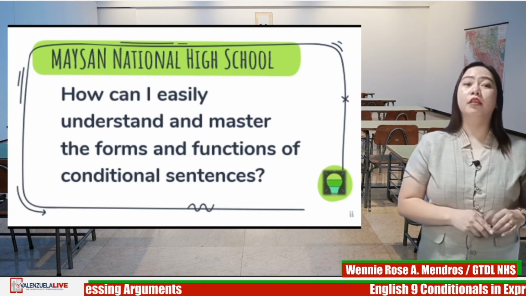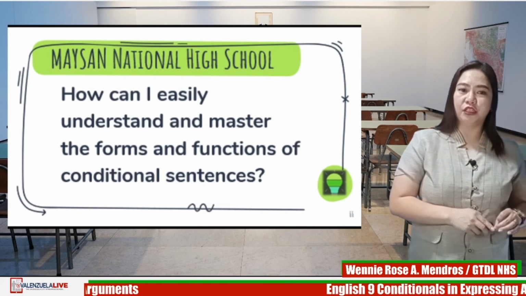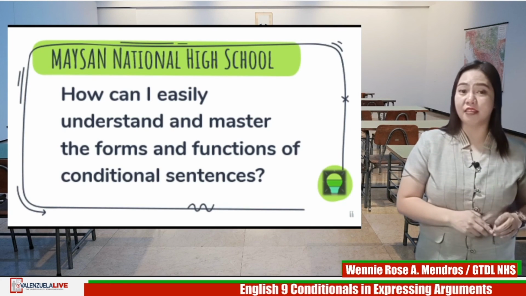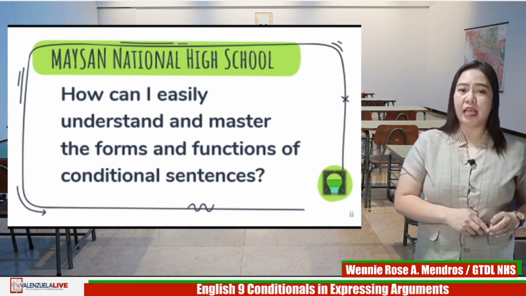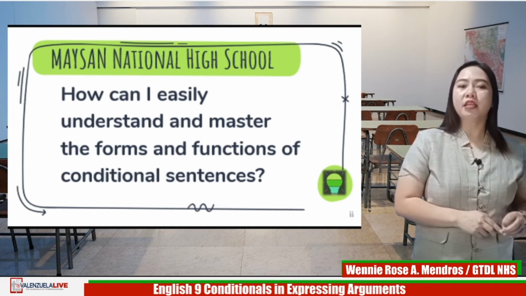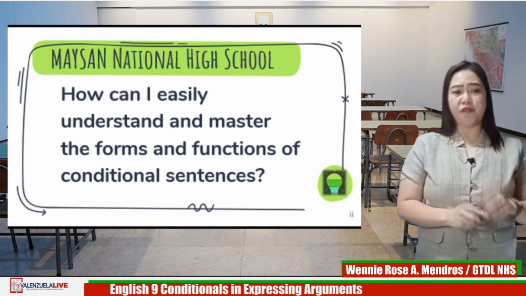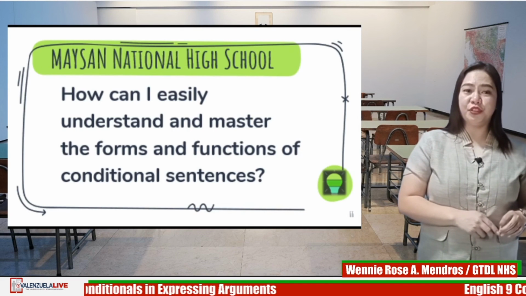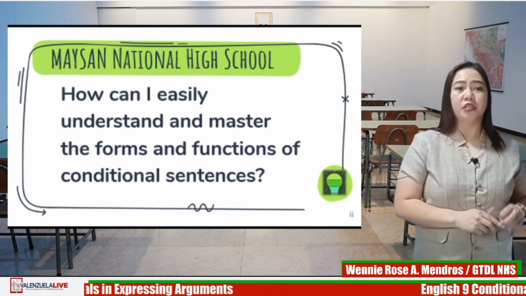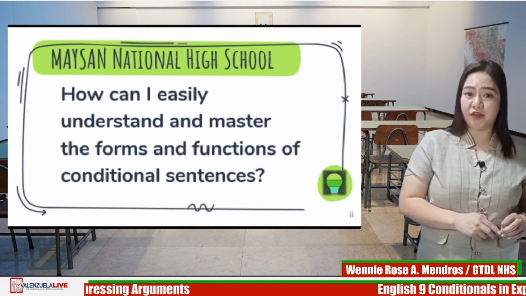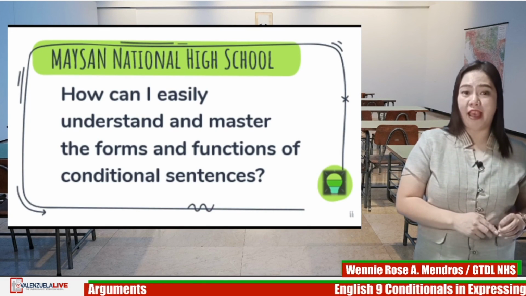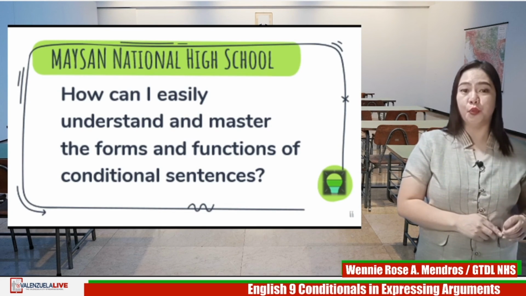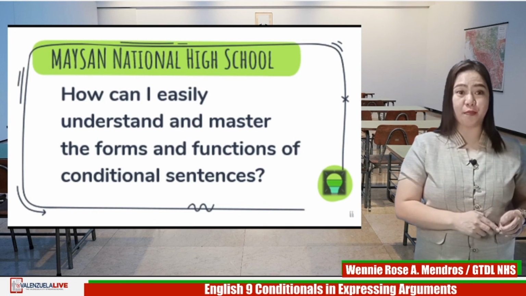Tip one, know its use. We use conditionals to express a certain condition and the result of that condition. That's the basis of it. Then, depending on the type of conditional we choose to use, we can express great things, be it about the future or the past. Tip two, know the structure. In order to understand why we use conditionals better, you need to be familiar with the basic structure of every conditional sentence. So, we have an if clause, which is used to describe the condition, and we have the main clause, which states what will happen if the condition is met.